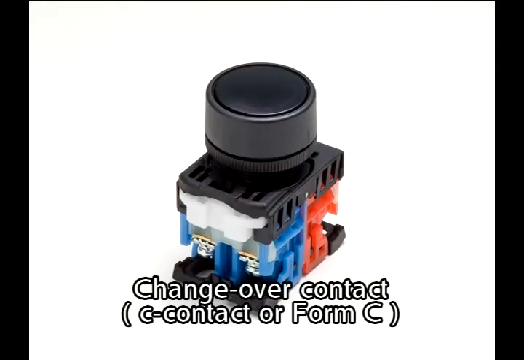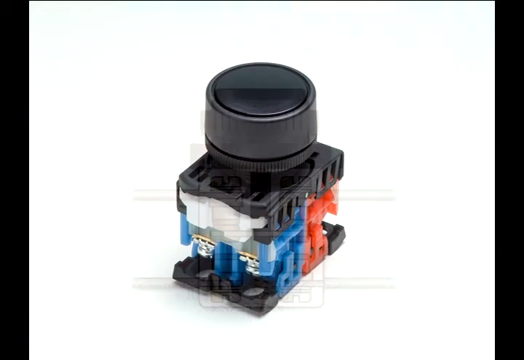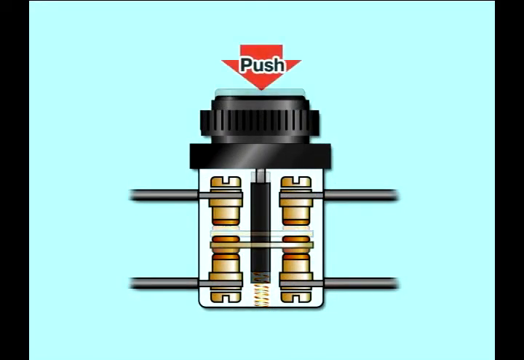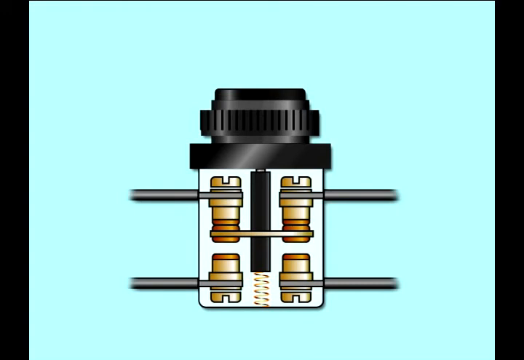Changeover contact is also known as C contact or form C. C contact combines the features of A contact and B contact. Prior to operation, A contact is off and B contact is on. When the switch is operated, A contact turns on and simultaneously B contact turns off.